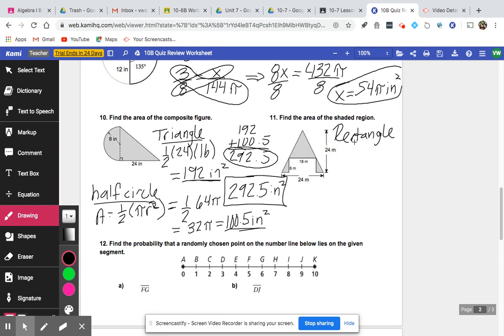Man, this marker is really not wanting to work for me, is it? So base times height, 18 times 6 equals 108. So 108 meters squared. That's the area of the rectangle. Now you gotta do the triangle.